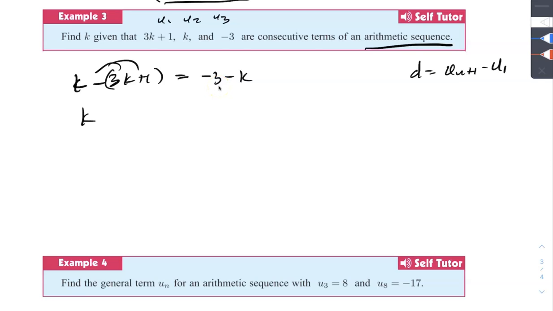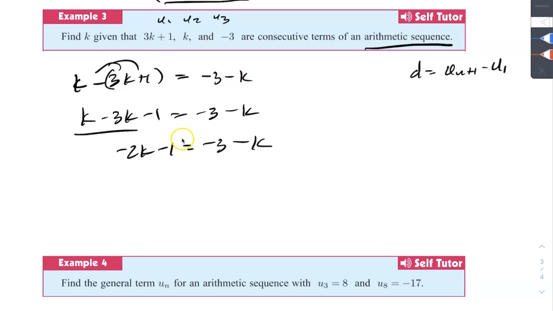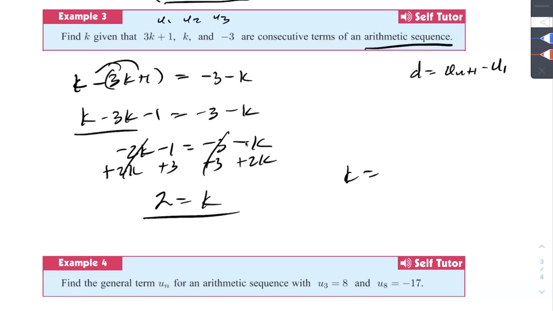K minus 3k minus 1 equals negative 3 minus k. Add up like terms. This is negative 2k minus 1 equals negative 3 minus k. Put the numbers on one side and the variables on the other side. I'm going to add 3 to both sides, and I'm going to add 2k to both sides. I like keeping things positive. So these are gone. I get 2 equals k. There we go. k equals 2.